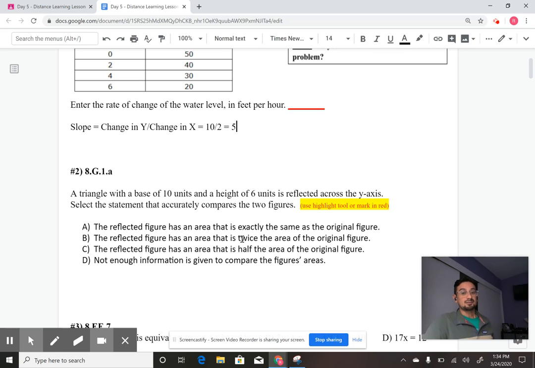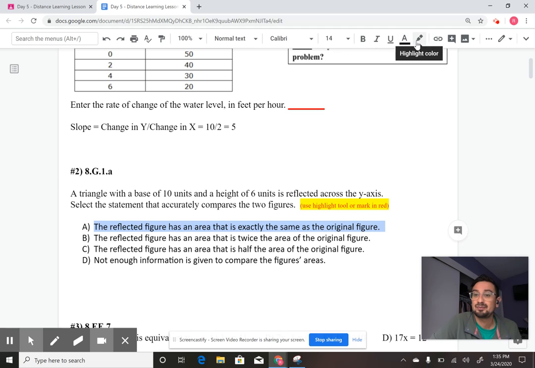Okay, so it's been a reflection. Reflections don't change the size of the shape. So if the size of the shape didn't change, the area didn't change, so they would be exactly the same. That would result in A. The reflected figure has an area exactly the same as the original figure.